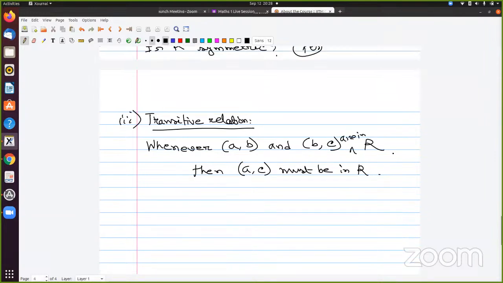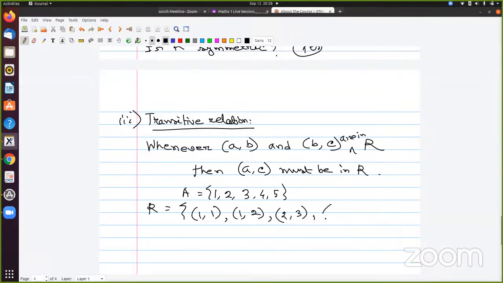Okay. What is this saying? Suppose I am taking again the same thing. A is my 1, 2, 3, 4, 5. Now, suppose I am writing these elements. This is a relation. Whatever I have taken as R, this is a subset of A cross A. Correct? This is a relation, right? Now my question is, is R a transitive relation?